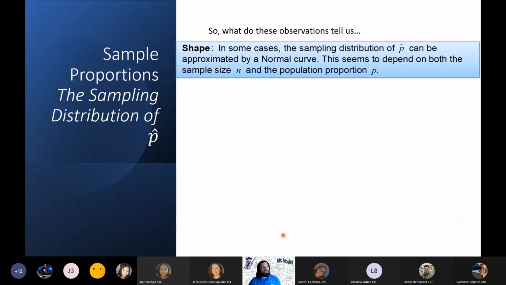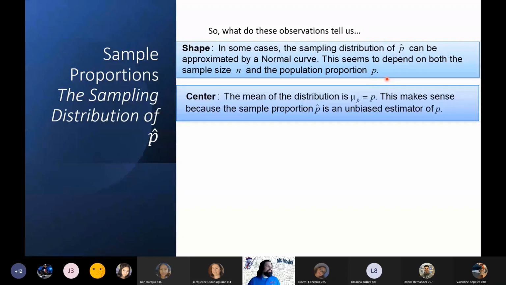So this tells us things. One, the shape. In some cases, the sampling distribution of p hat can be approximated by a normal curve. This makes sense because they looked approximately normal. This seems to depend on both the sample size n and the population proportion. Right, so the shape of this curve depends on the sample size, right? Larger sample, more normal, more narrow, right? And the population proportion, right? We change the population proportion, we change the center, we change the location, right?